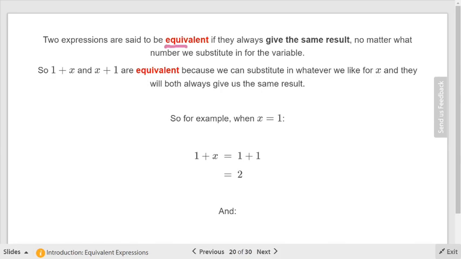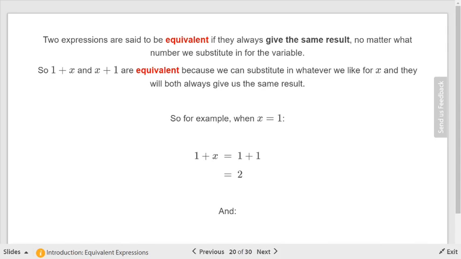Equal, right. So equivalent, the root word for that is equal. So if 2 things are equivalent, that means they're equal. And the only way they can be equal is if they are identical. Yeah? So 2 expressions are equivalent if they're equal. Do they have to be unequal? Exactly, because if they're not, then they can't be equivalent. Okay? So let's look at a couple of examples and see what I mean.